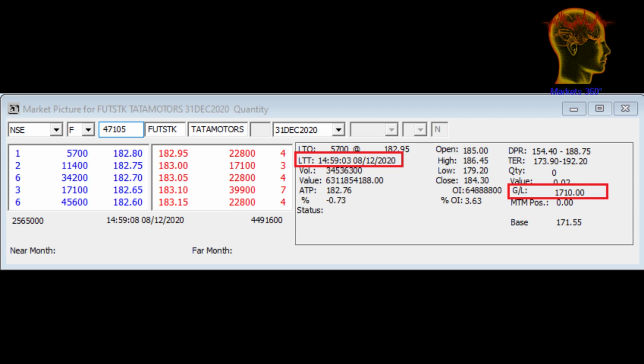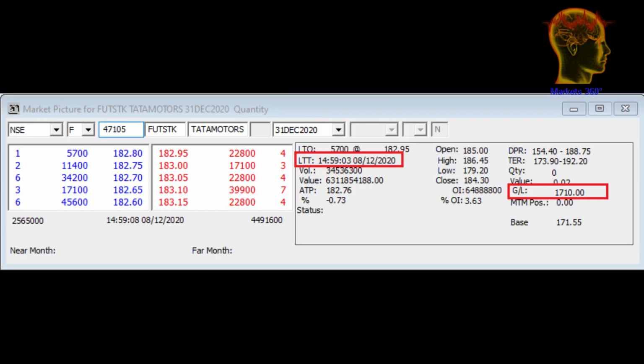So this snapshot window, this rectangular window, can be brought up on your trading terminal by highlighting any counter, any script with your mouse, and then clicking on F5 on most trading terminals. Although different terminals have different syntax or commands to bring this up. The LTT, which is the last traded time, or the LTQ, last traded quote, is marked here, and you can see this on your screen.